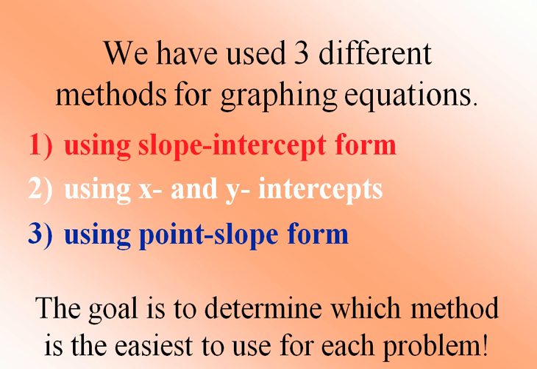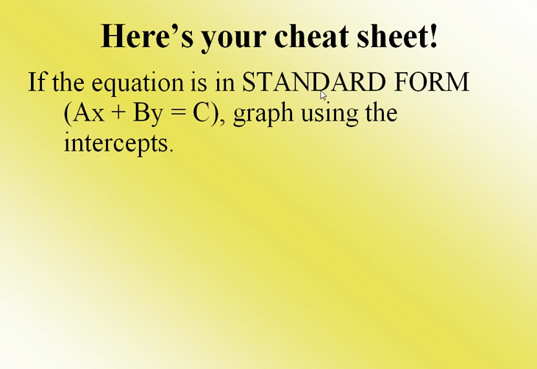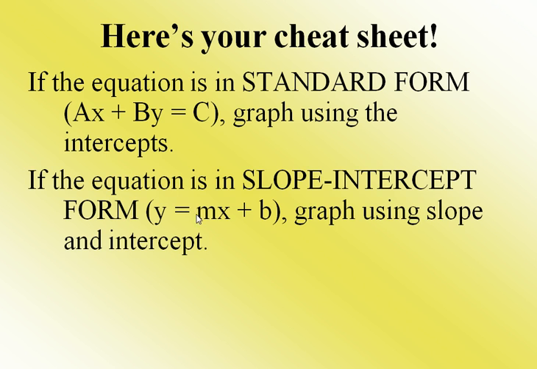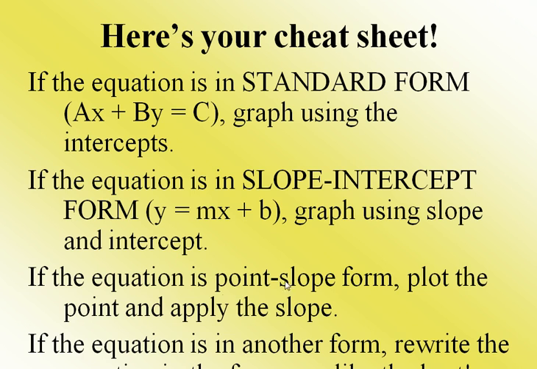All right, how do we know which one to use? Here's your cheat sheet. Okay, if the equation is in standard form, so it's ax plus by equals c, it may be easiest to use your intercepts. If it's already in slope-intercept form, certainly use slope-intercept form. And if it's in point-slope form, then the way we do it is we plot the point and then apply the slope. So if it's in another form, you're going to rewrite it into one of these forms that you like the best.